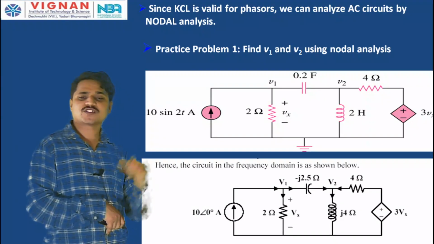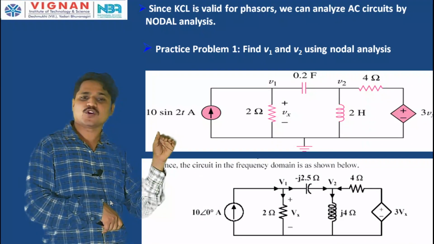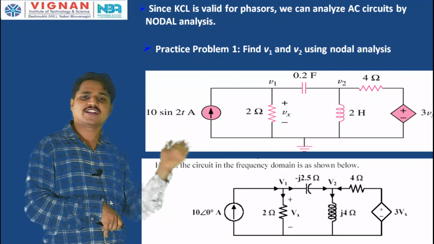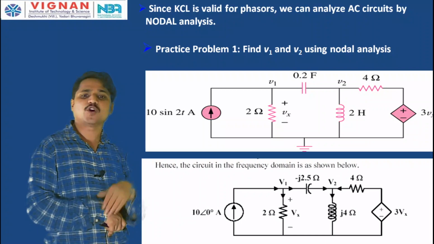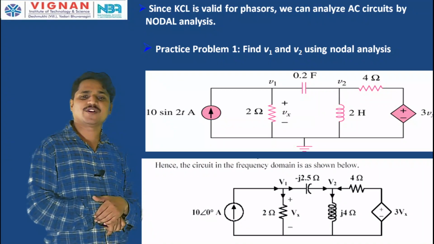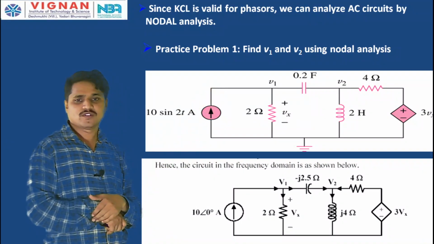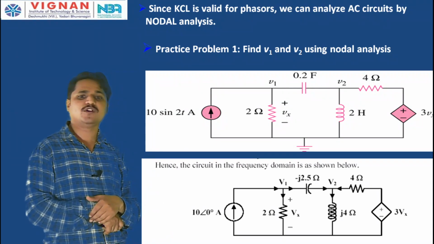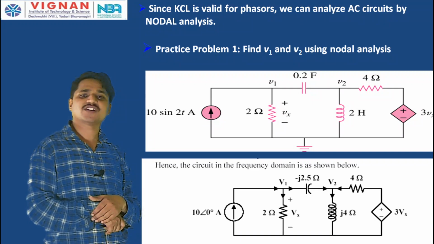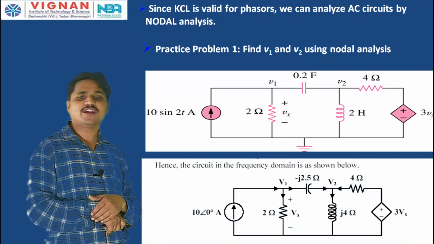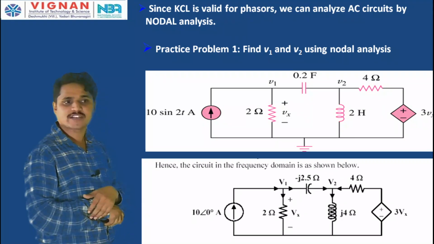Now, the first step is to identify the nodes, principal nodes and simple nodes, and take the reference node. Next, you have to apply the load and label the nodes, that is V1, V2. So, I labeled them as plus V1 and plus V2. Now, the next step is to apply the Kirchhoff current law at each and every principal node except the reference node.